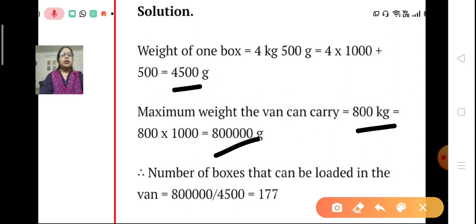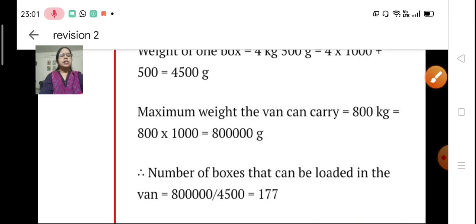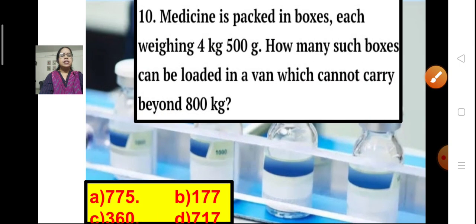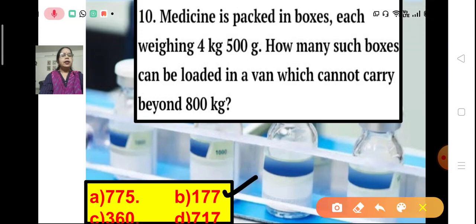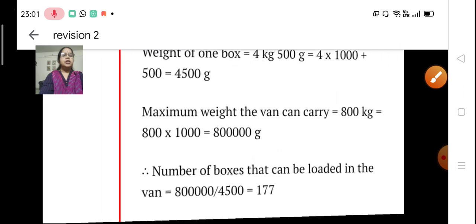To get the number of boxes, what do we do? We divide this 8 lakhs by 4,500. And what is the number that we are getting? The number of boxes is 177. Now let's see which option gives us the answer. 177. Yes, this is option B. All right. Now let's move on to the next one.